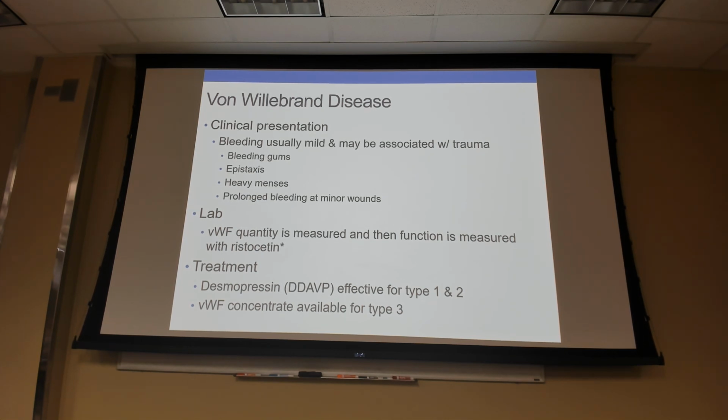So if you have type 1 or type 2, so I don't make enough, or I make it but it is defective, I can give DDAVP then to help force function to either overcome not having enough and force more to be made, or force some to be made that is correctly made. So the only type that DDAVP won't work for is type 3, where you make none. So telling it to make more if you make none is not super helpful.